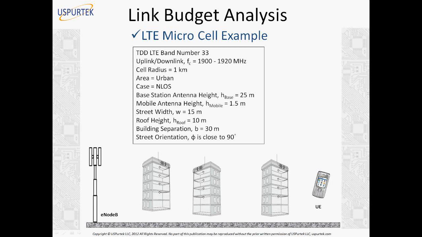Base station antenna height is given here. So we also consider a street width. We use some of the default values. Roof height is 10 meters. Building separation 30 meters. Street orientation close to 90 degrees.